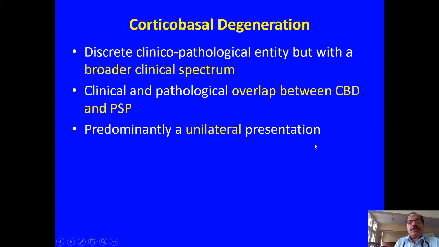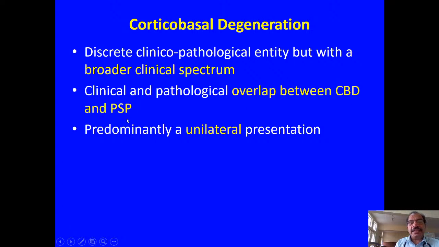Another Parkinsonism plus disorder is cortico-basal degeneration, or CBD. So basically here there is involvement of the cerebral cortex and also the basal ganglia. So the clinical manifestations are wider as compared to Parkinson's disease. There may be a combination of cortical dysfunction and extrapyramidal system dysfunction. So the patient may have a clinical picture which may be just like PSP.